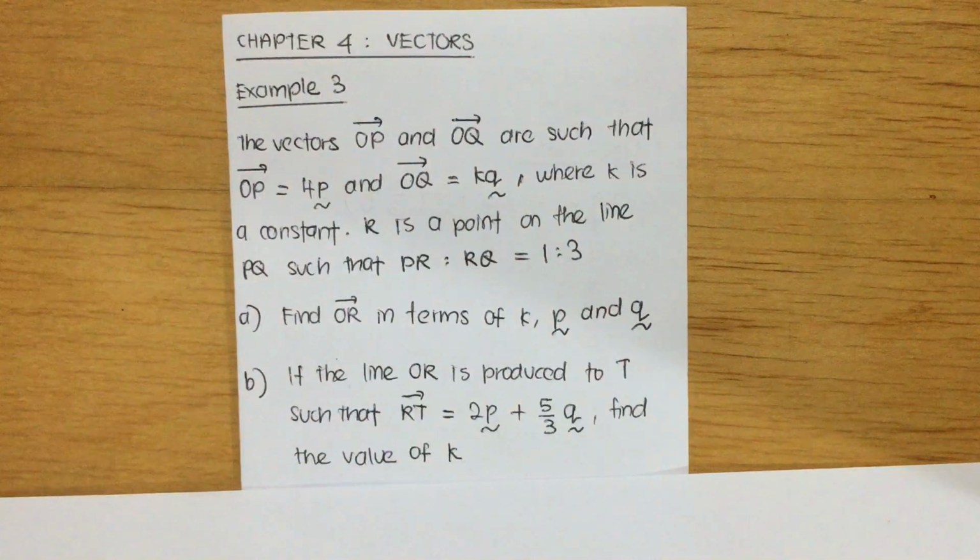Question B asks: if the line OR is produced to T such that vector RT is equal to 2P plus 5/3Q, find the value of K.